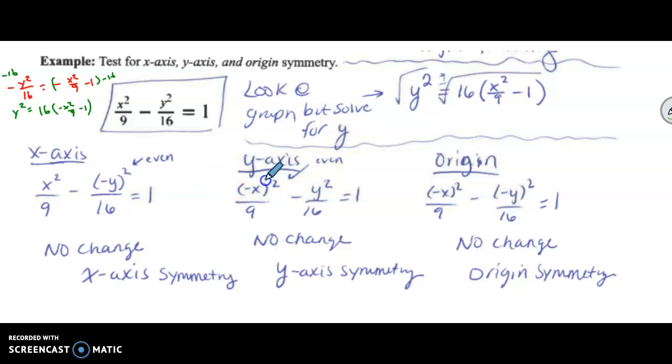For the y-axis, we change the x to a negative x, and since it's an even exponent, this becomes positive x squared. Again, no change, so there is y-axis symmetry. With respect to the origin, we substitute in negative x and negative y, and again, no change for this one. So there is origin symmetry.